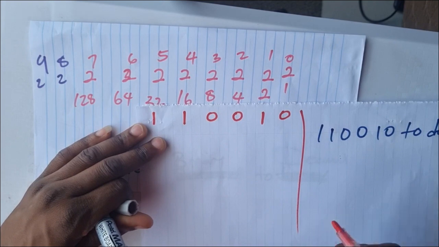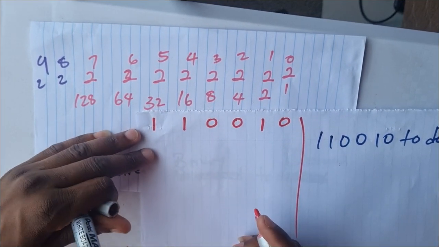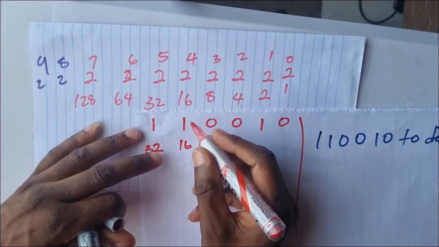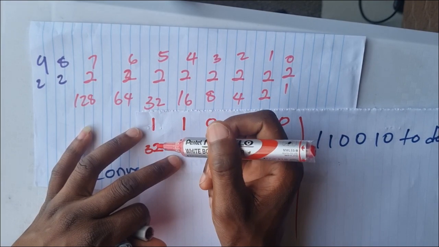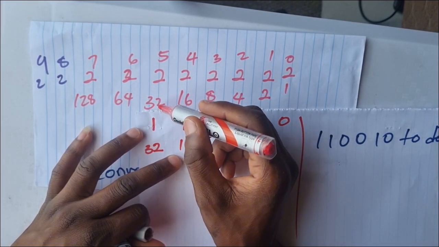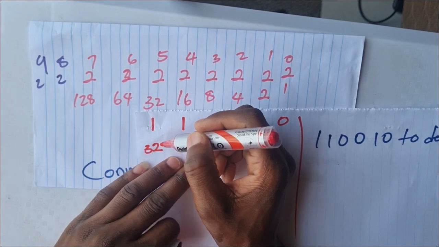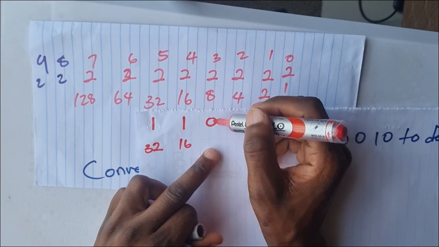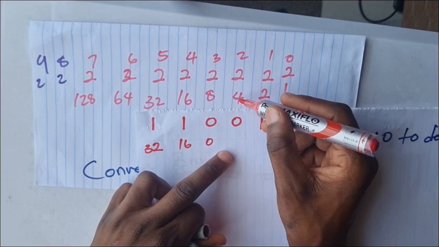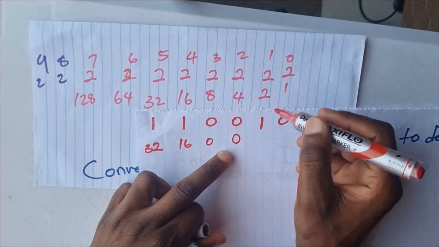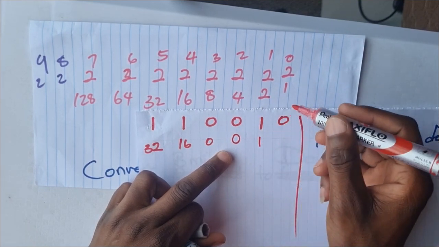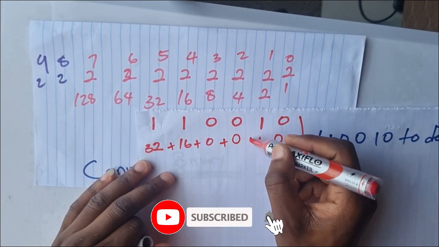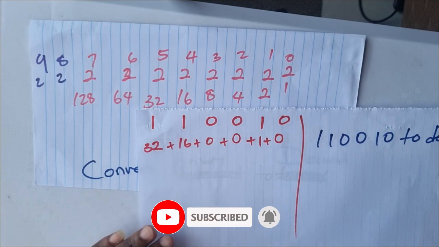Where we see 1, we are going to take that number. For example, here we have 32, and we have 16. Another way to do this, we can say 32 times 1 gives us 32. 16 times 1 gives us 16. 8 times 0 gives us 0. 4 times 0 gives us 0. 2 times 1 gives 2. 1 times 0, 0. So we are going to add all these numbers and see what they give us.